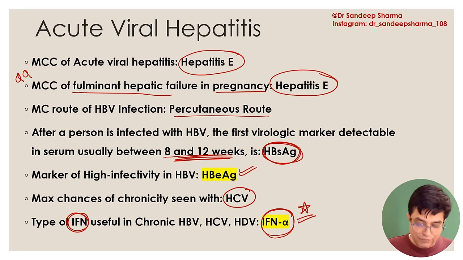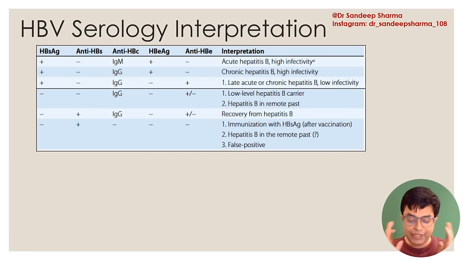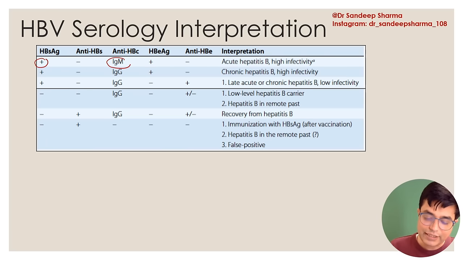Now moving further, a question comes on HBV serology interpretation. In case the patient is having HBsAg positive and IgM anti-HBc positivity and HBeAg is positive. So if HBsAg is positive, it means acute hepatitis B. And in these patients, IgM type antibody to HBc can also be present. And high infectivity why? I told you HBeAg always shows high infectivity.